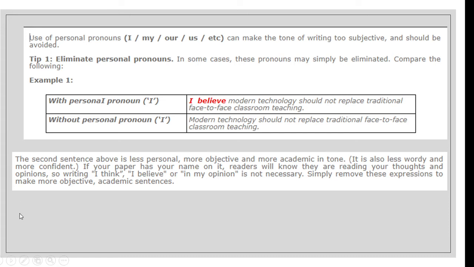The second sentence above is less personal, more objective, and more academic in tone. It is also less wordy and more confident. If your paper has your name on it, readers will know they are reading your thoughts and opinions. So writing I think, I believe, or in my opinion is not necessary. Simply remove these expressions to make more objective academic sentences.